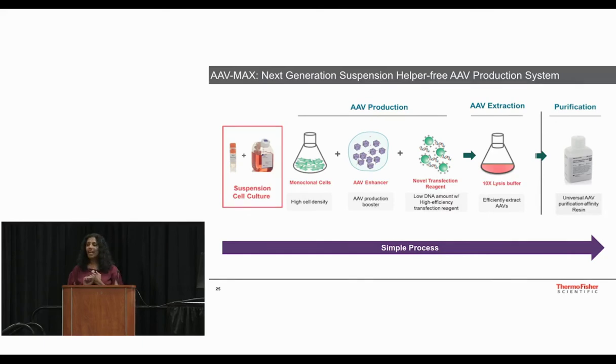And then we have enhancers to boost the transfection so that you get good titers towards the end. We have a suitable transfection reagent that has been specifically formulated, and the protocol is optimized for having really robust titers of AAV. And then along with this, what we have also done is some work on the lysis buffer.